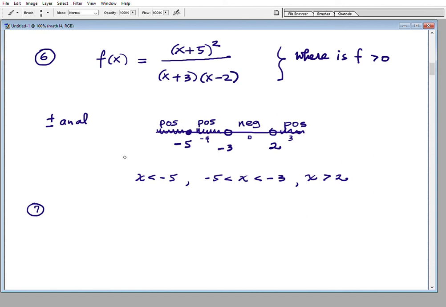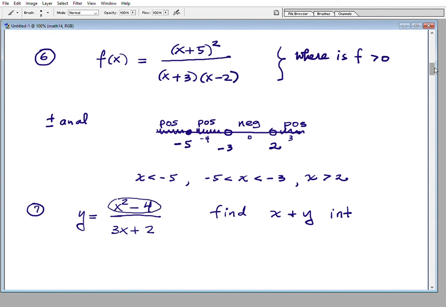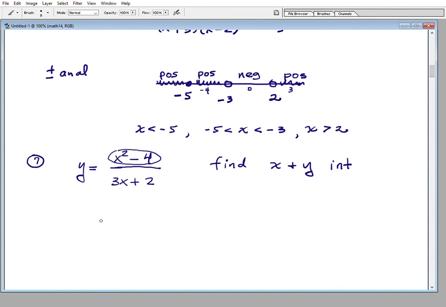All right, let's say we have y equal to x squared minus 4 over 3x plus 2. And here we just want to find the x and y intercepts. For the x-intercept, we set the numerator equal to 0. We want to know where this is equal to 0. It's 0 when the numerator is equal to 0. Or you could write, where is this 0? This is for the x-intercept.